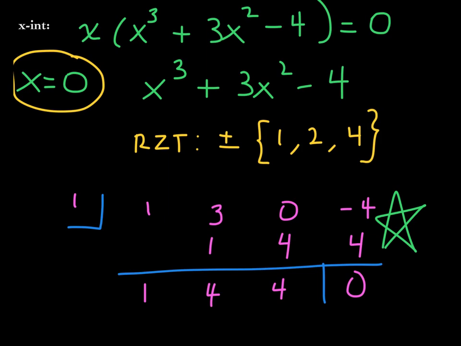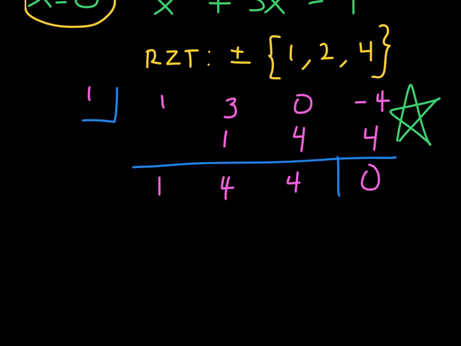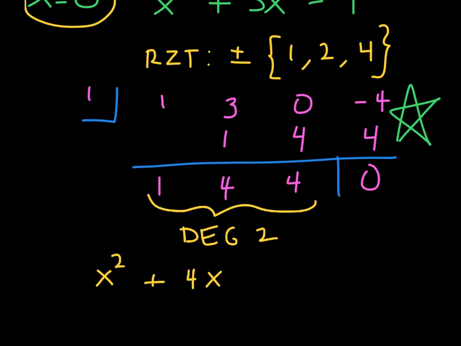And now this, remember, this was degree 3, right, everybody? Degree 3. So that means this is degree 2. So now that this is degree 2, we can factor this, hopefully, to find the last 2 zeros. All right, here we go. 1x squared plus 4x plus 4 is equal to 0.